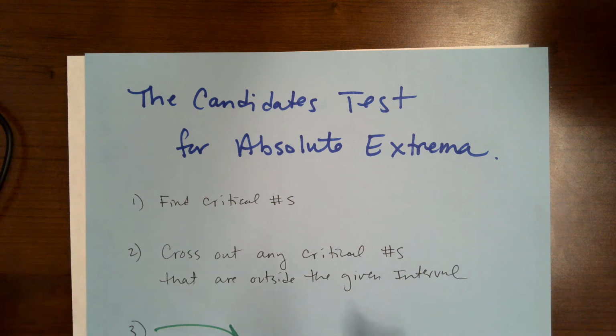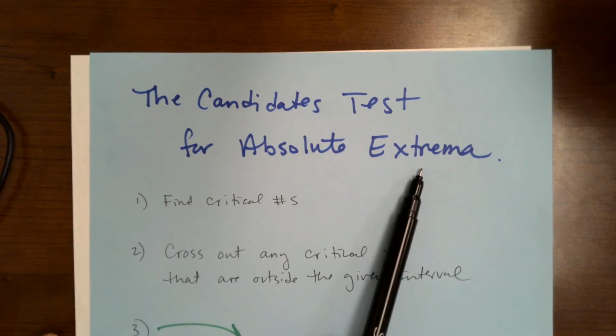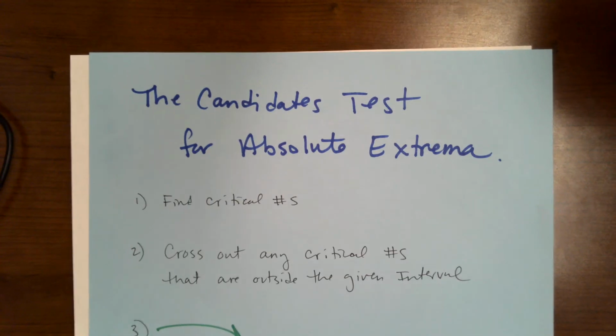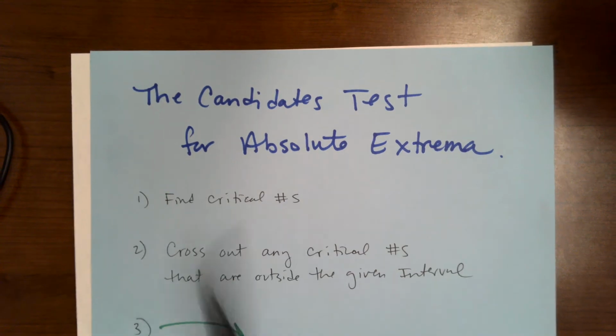So the candidates for where an absolute extrema could occur, and hopefully you remember from the last phase, absolute extrema can occur at critical numbers or endpoints. So those will be the candidates. They will be critical numbers that fall within the interval along with the endpoints of the interval. So the steps are this. First, we find the critical numbers.